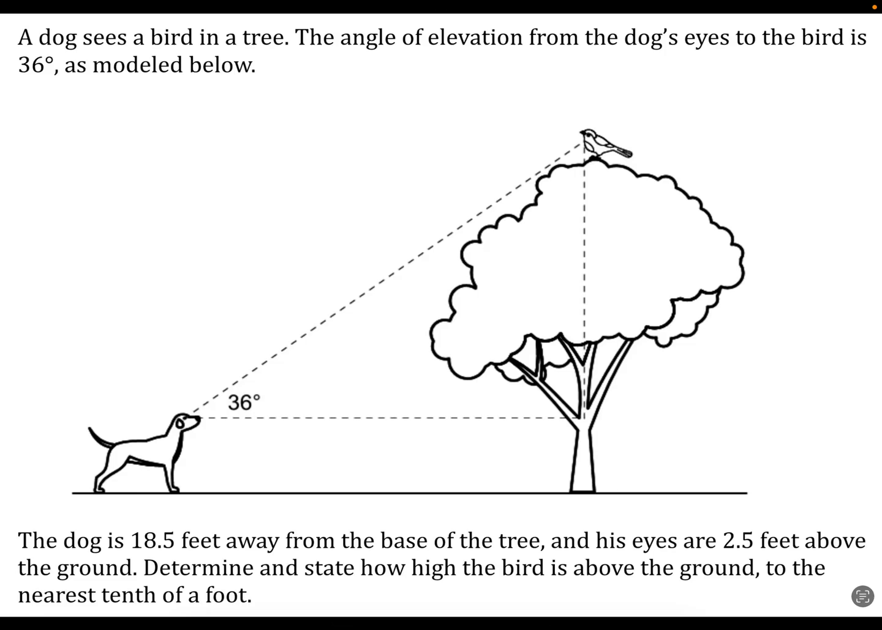A dog sees a bird in a tree. The angle of elevation from the dog's eyes to the bird is 36 degrees, as modeled below. The dog is 18.5 feet away from the base of the tree, and his eyes are 2.5 feet above the ground. Determine and state how high the bird is above the ground to the nearest tenth of a foot.